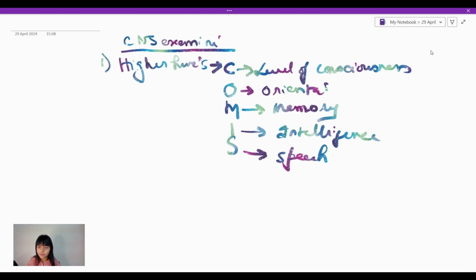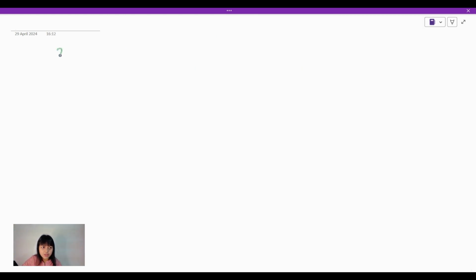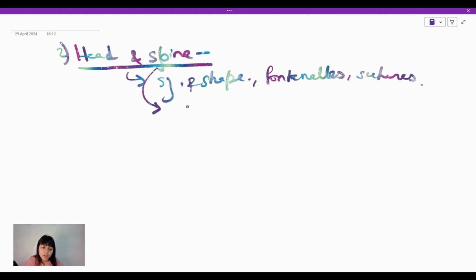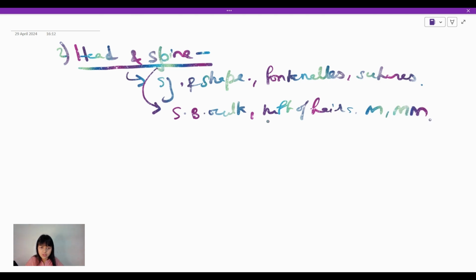Next, moving on to the next point, that is head and spine. In head and spine, you are going to see the size and shape of the head. In pediatrics, definitely the fontanelles, if open, the sutures, and so on. And in spine, you are going to palpate for any spina bifida occulta, or whether there is any evident tuft of hair, or any evident meningocele, meningomyelocele. If these are present, you need to mention.